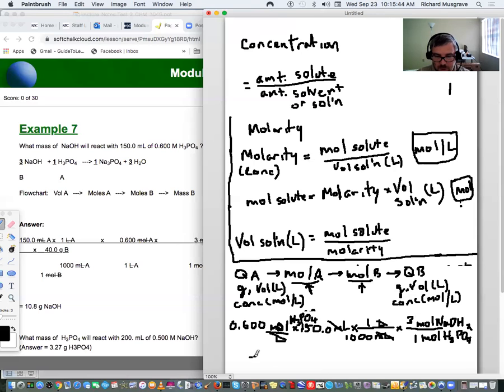All right, so moving down here, what are we looking for? The mass. So we need grams of NaOH on top and moles of NaOH will be on the bottom to cancel with what we already have found. And the relationship there is 40.08 grams of NaOH to 1 mole of NaOH. And that answer came out to be 10.8 grams of NaOH.